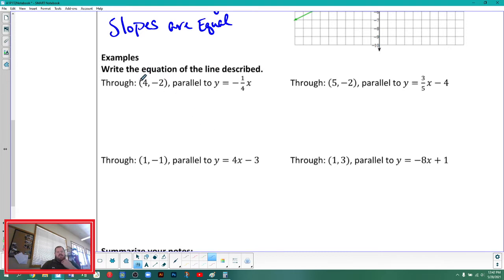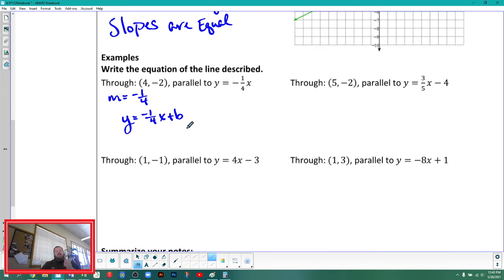I want to write the equation of a line that goes through (4, -2) and is parallel to y equals negative 1/4 x. So what that means is that I want my new line to have a slope of negative 1/4, and I want it to go through this point. Well, this is something that we did last week, and I'm going to write the equation negative 1/4 x plus b.